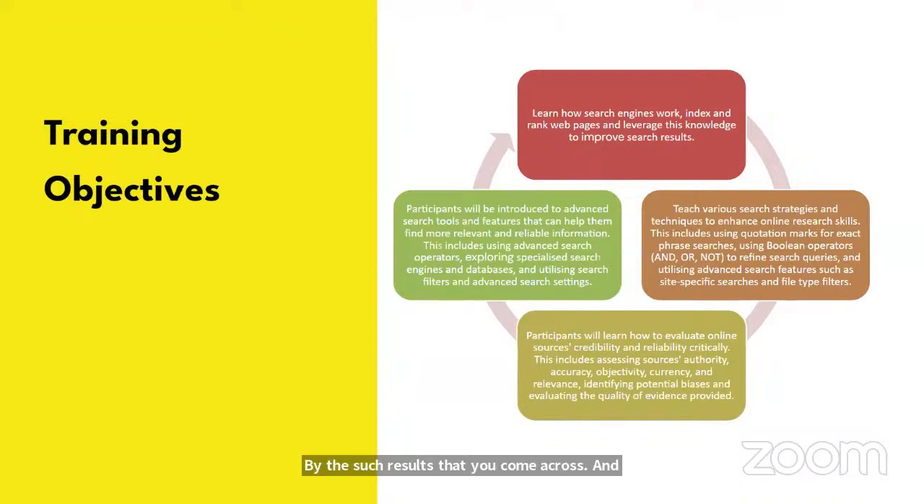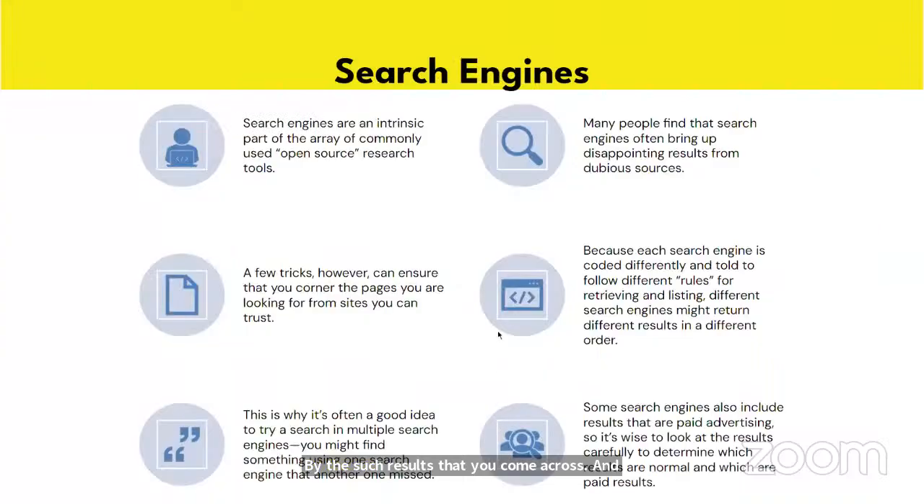And then, yeah, so let's look at these search engines. What are they? As all of you know, like I mentioned from the beginning, the most common search engine that people use is Google. And most of you, at least at some point, have used Google to find results. Search engines are an intrinsic part of the array of commonly used open source research tools. It's open source, anyone uses search engines.